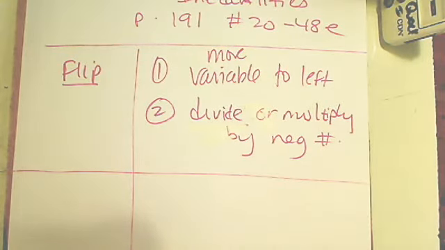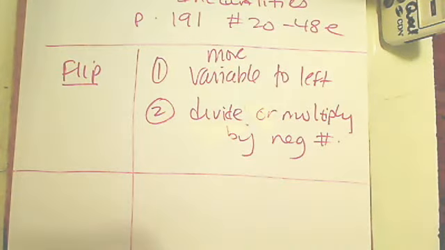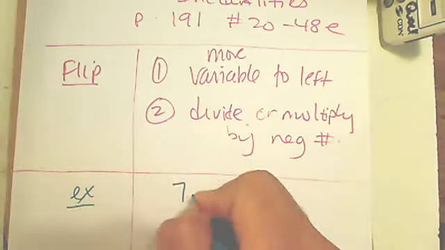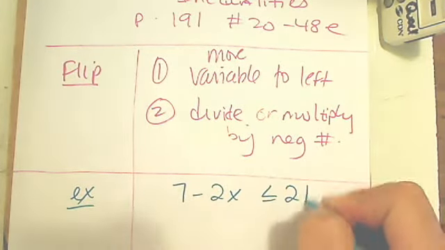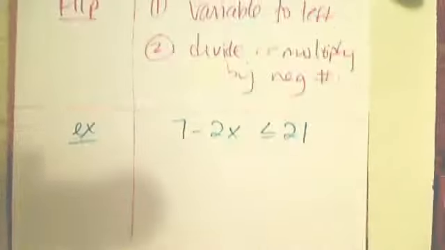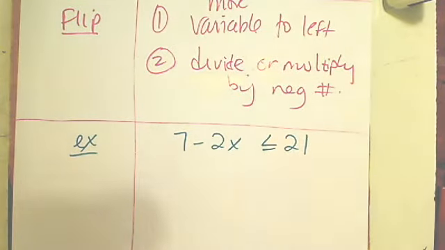Now let's make sure that we know when to do it and how to do it properly, okay? Let's start with an easy one here as a warm-up. 7 minus 2x is less than or equal to 21. Remember that now we have to do multiple steps. We're going to combine the lesson from Monday, Tuesday, Wednesday, and Thursday together.